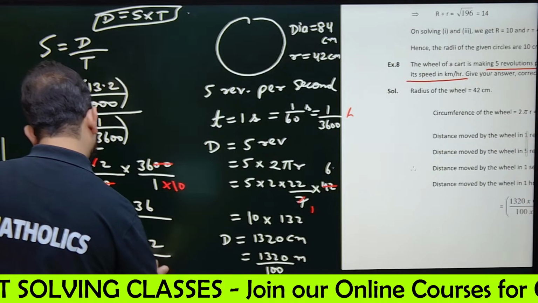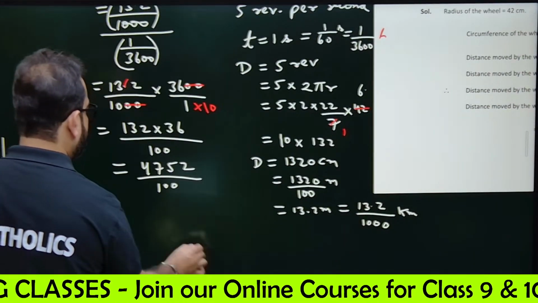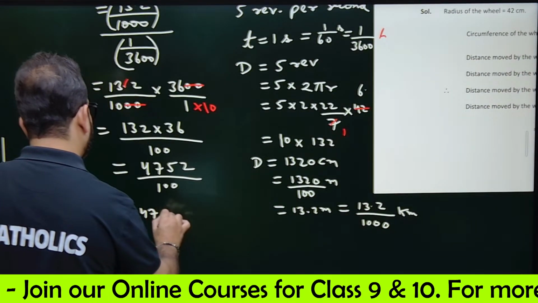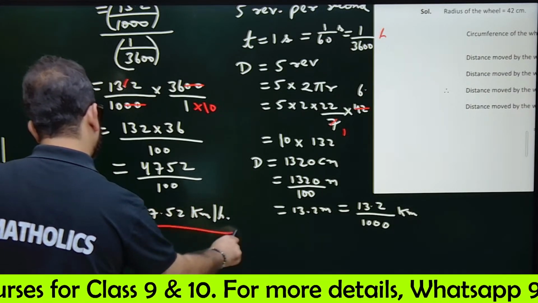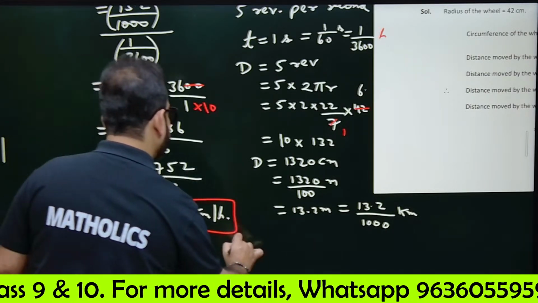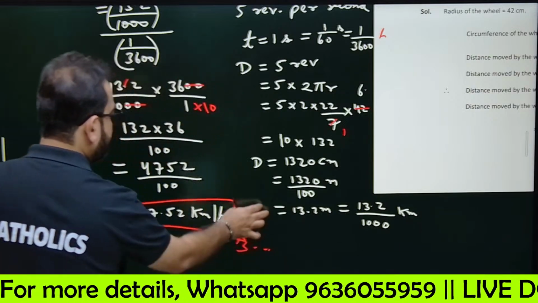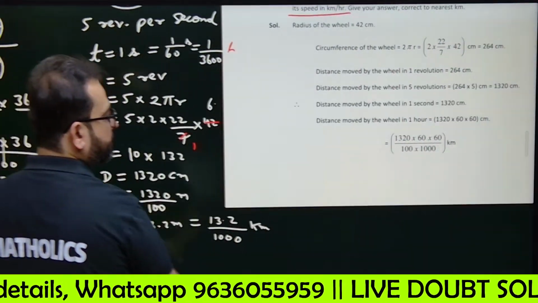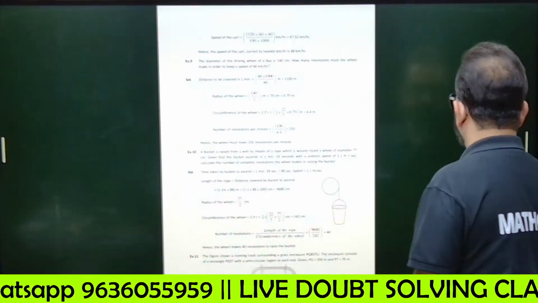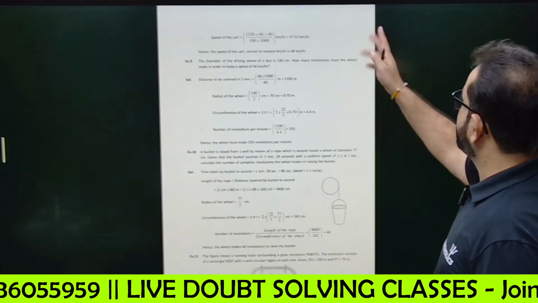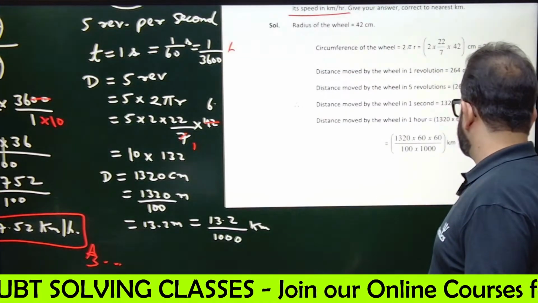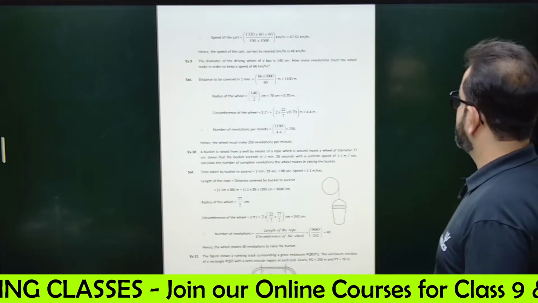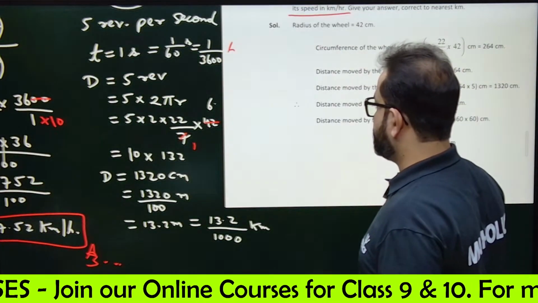4752 upon 100. So final answer will be what? It will be 47.52 kilometers per hour will be the final speed. I guess everyone must have got this point. Okay, 47.52 is the correct answer in kilometers per hour. So round off if you do 47.52.